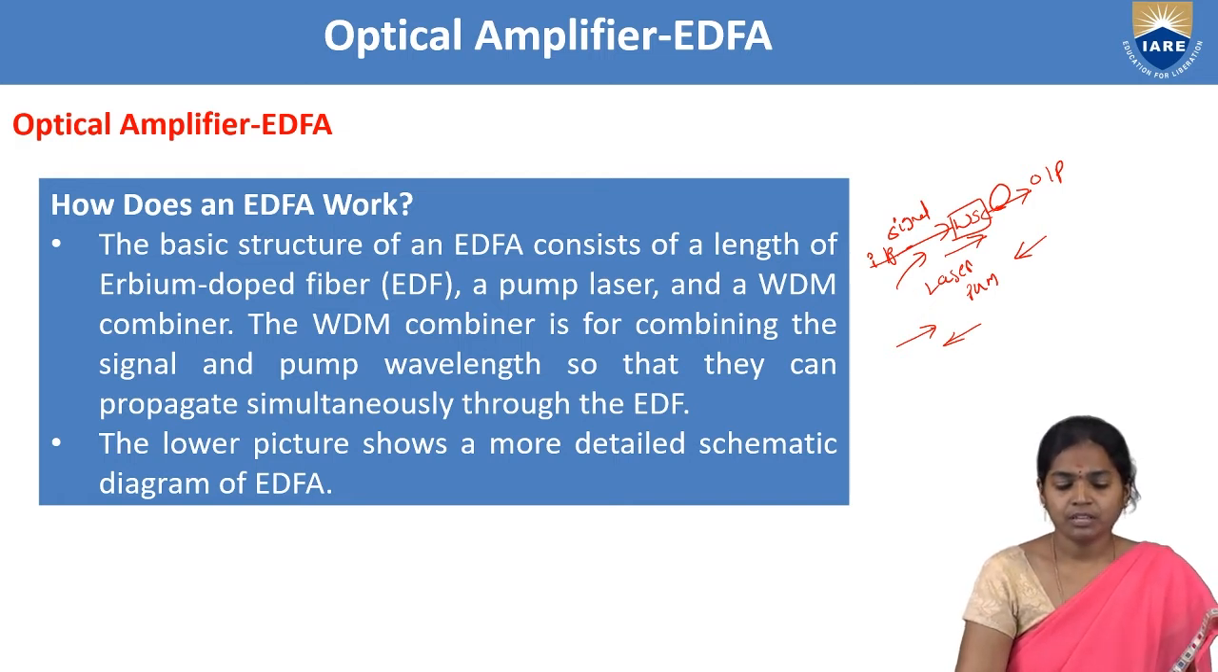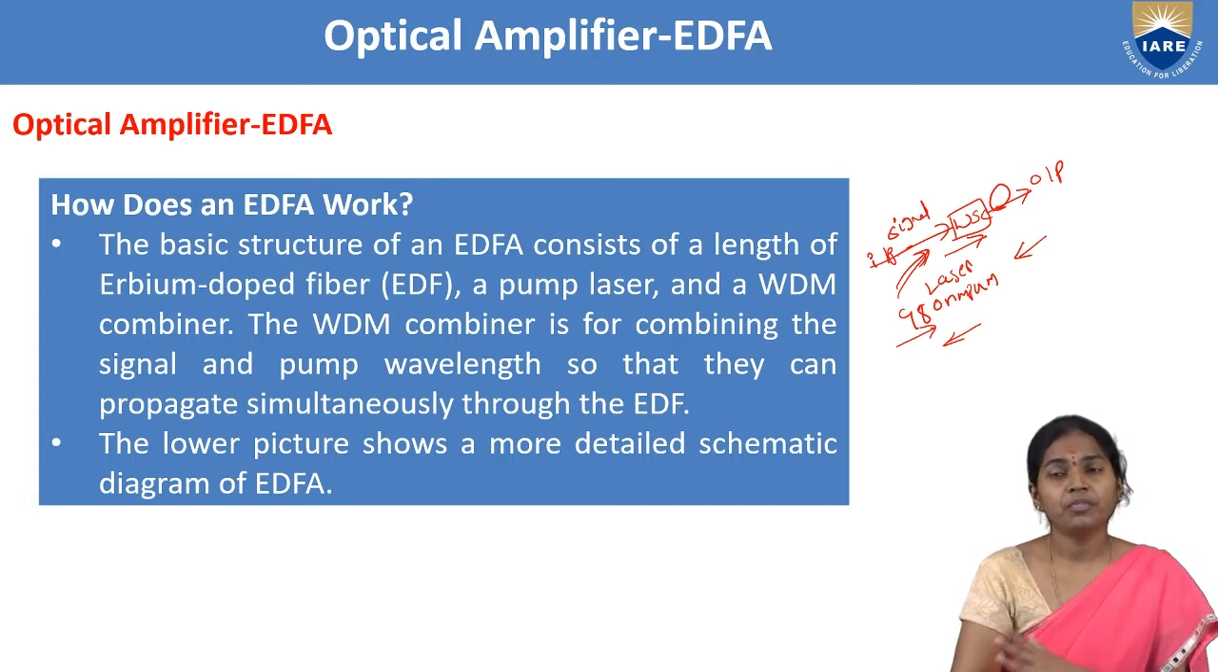So here the signal pumping. The basic structure of an EDFA consists of a length of erbium doped fiber and a pump laser. The laser pump starts at 980 nanometers only, for combining the signal and pump wavelength. Input signal and pump wavelength are both combined with the help of wavelength division multiplexing, and the signal propagates simultaneously through the erbium doped fiber.